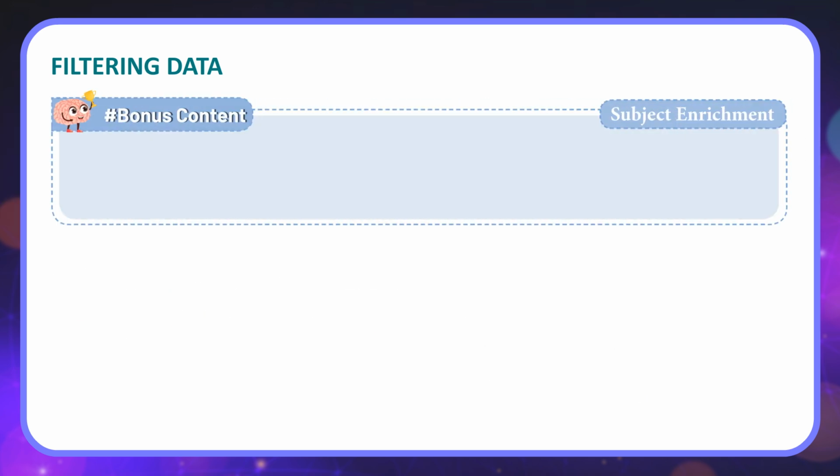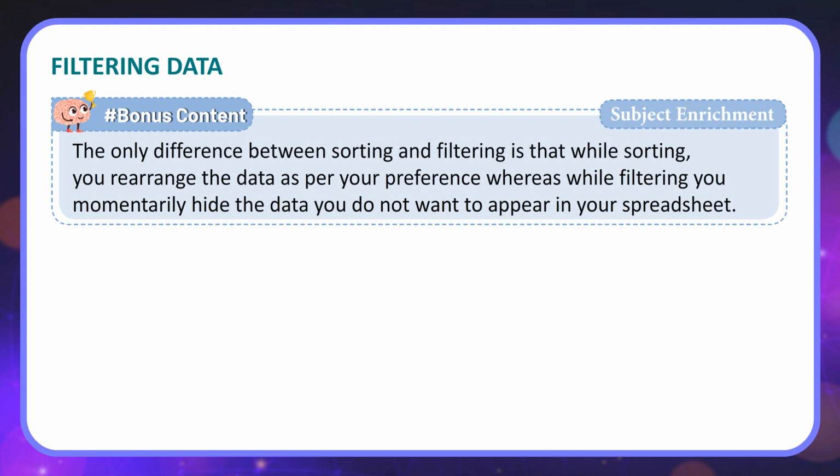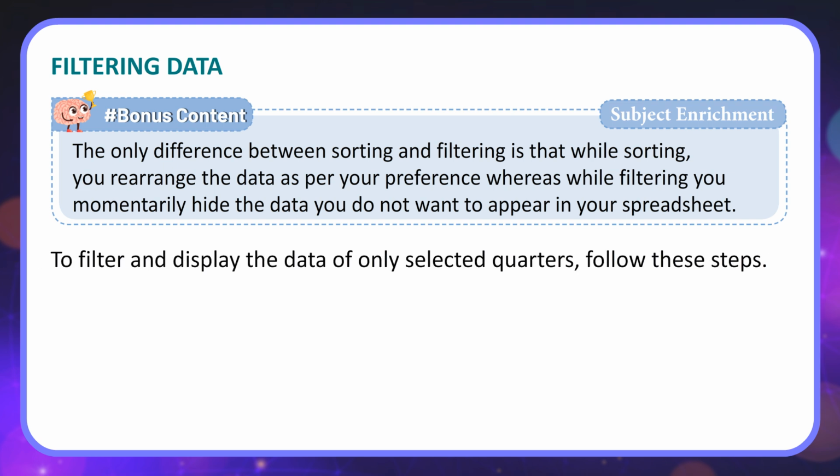Bonus content, subject enrichment. The only difference between sorting and filtering is that while sorting, you rearrange the data as per your preference, whereas while filtering you momentarily hide the data you do not want to appear in your spreadsheet. To filter and display the data of only selected quarters, follow these steps.